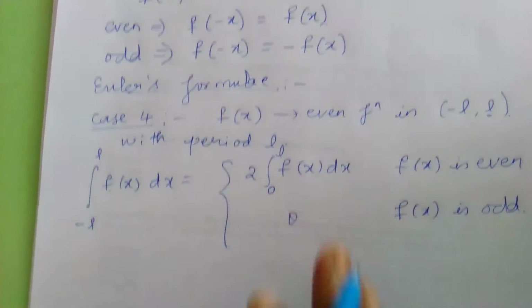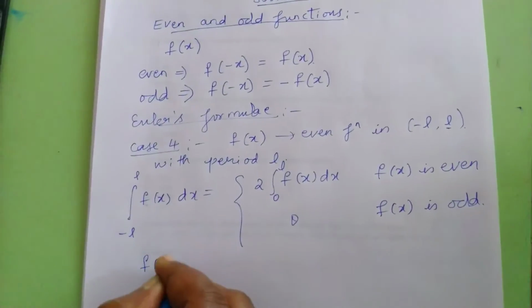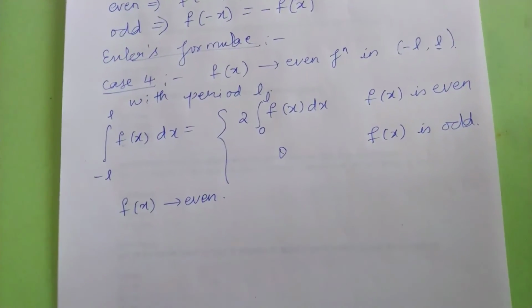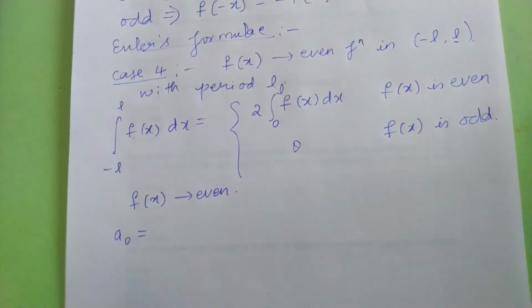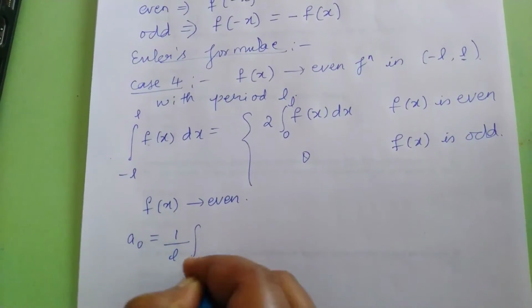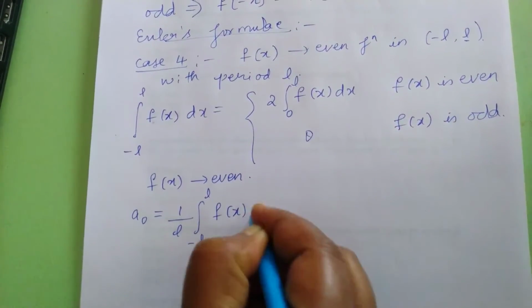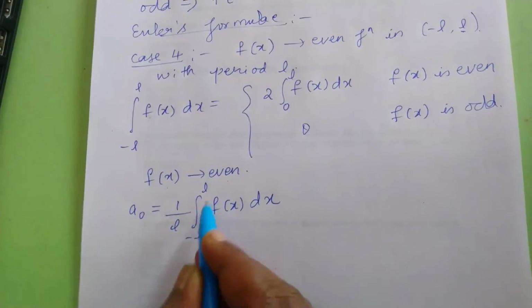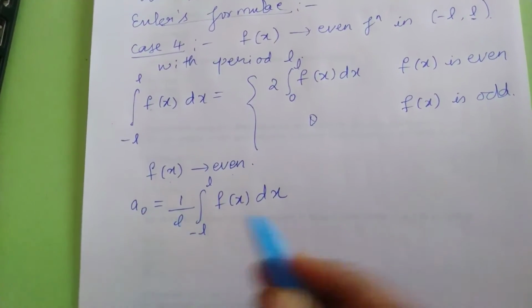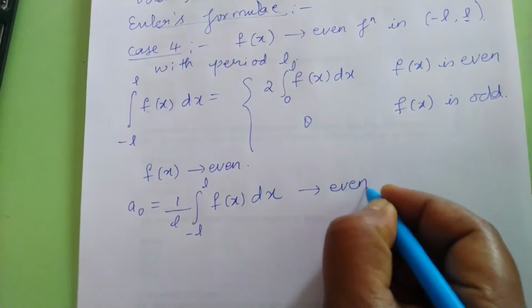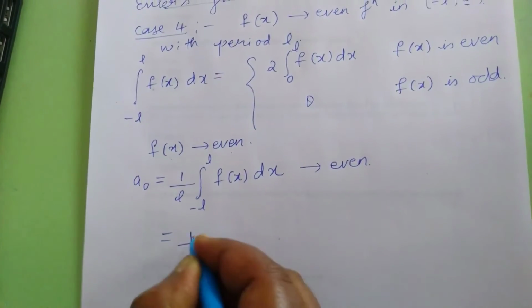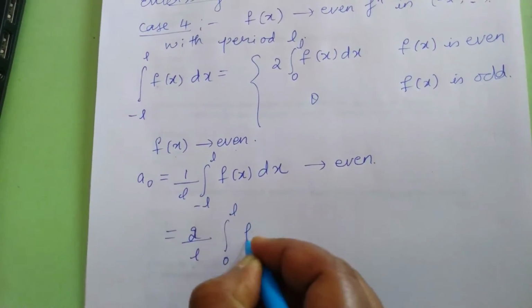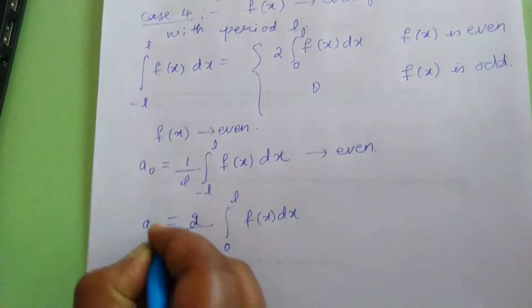Now let us find out how we are going to get this answer. Now we know that the function f of x is even. If the function f of x is even, then our Euler's formula a0 is given by 1 by L integration from minus L to L fx dx. Since fx is even, the whole integral is even, and this can also be written as 1 by L times twice integration from 0 to L fx dx. This is our a0.